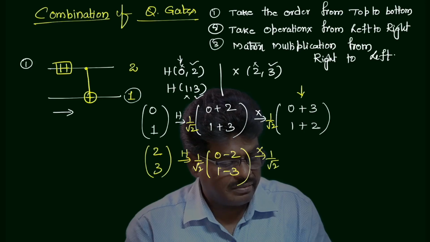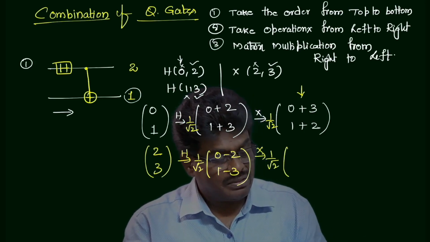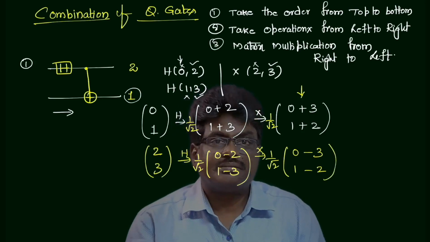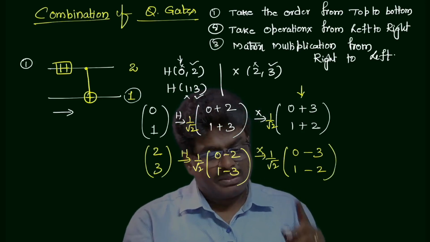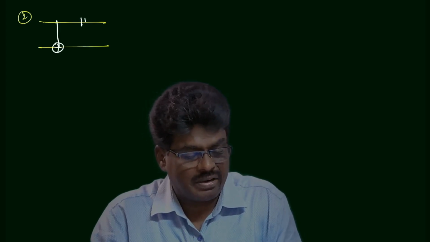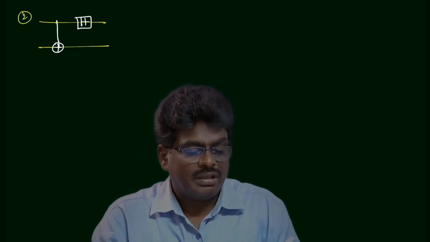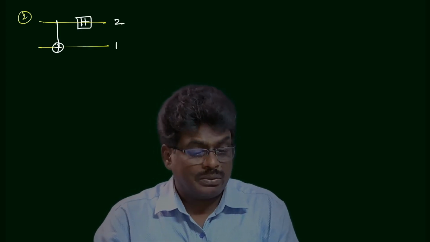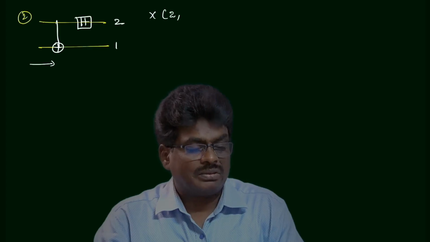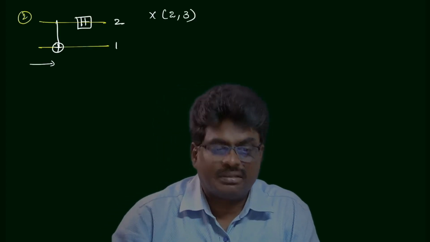Next X. So here 0 no change, 2 will become 3, 1 no change, 3 will become 2. That's it. Okay, so let us take one more example. Here I'm taking a second example. Let us change the order. Here first I am taking a CNOT and here it is an H. Two qubits are there, 1 and 2. I told you how to come from left to right. So that's why X first, starting from 2, coming to 1, that's why 2 comma 3.